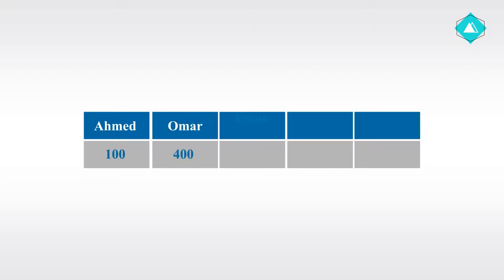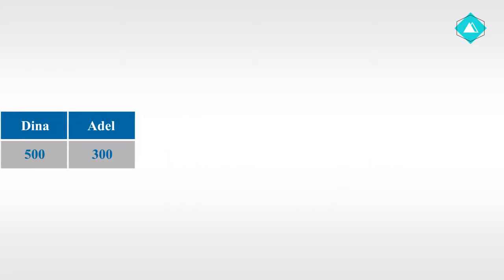In this table, the data shows weekly salaries for 5 workers. Ahmed 100 LE, Omar 400, Iman 200, Dina 500, and Adil 300. To make this data more readable, it's better to display them in a graph instead of displaying them randomly in a table.